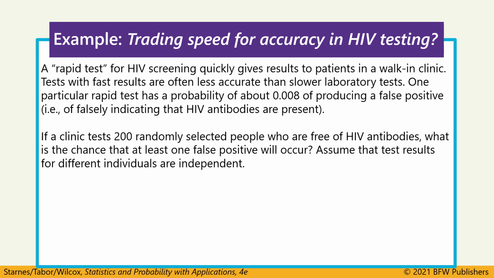If a clinic tests 200 randomly selected people who are free of HIV antibodies, meaning they don't have HIV, what's the chance that at least one false positive will occur? We're going to assume that these tests are independent.